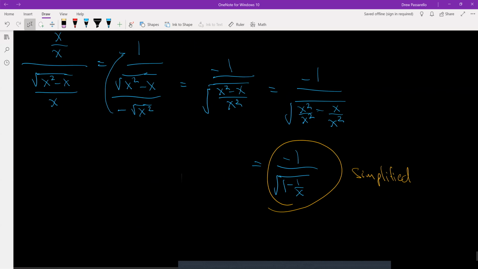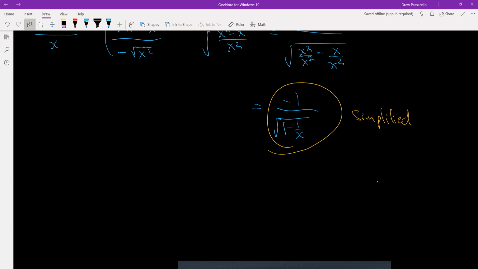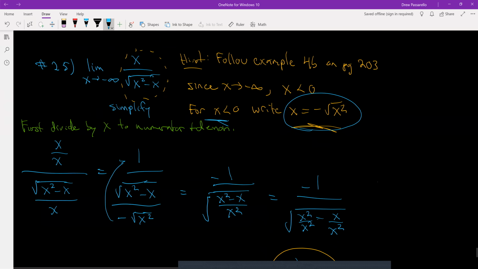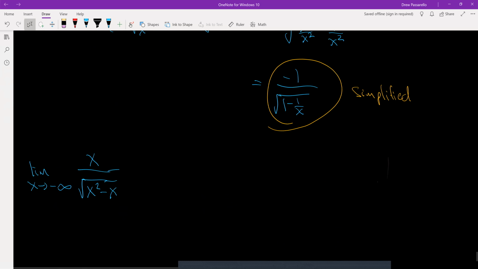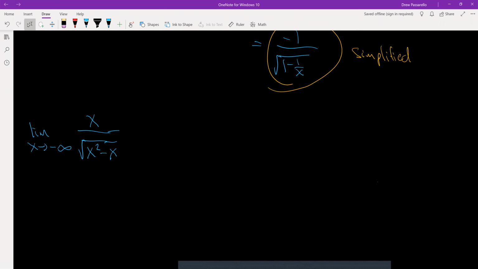Now I'm going to apply the limit. So we did all this simplifying so that we rewrote the problem. Originally we had the limit as x goes to negative infinity of x over the square root of x squared minus x. That's what we started with in the beginning. And then I did some simplifying. I pretty much followed example 4b on page 203. These are the steps they do. And I used this hint where for x less than 0, you use x equals negative square root of x squared. And since x is approaching negative infinity for our limit, x is going to be negative. So we did the simplifying.